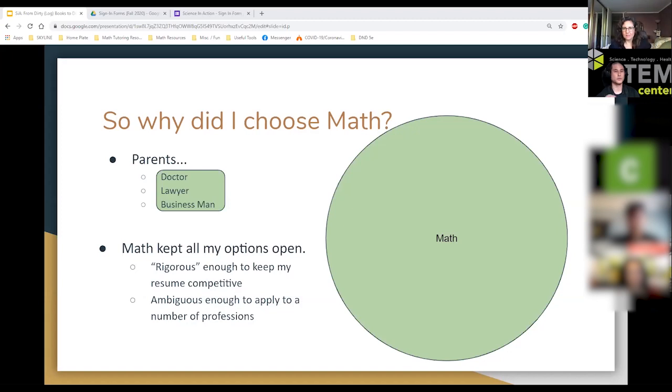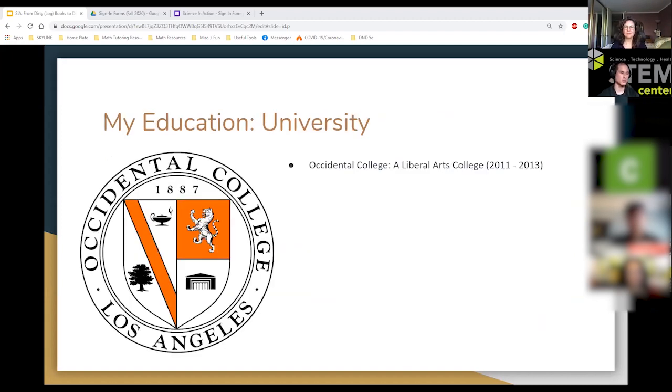yet it was ambiguous enough to apply to a number of different professions. And so with this mindset, I transferred to Occidental College, and I was there from 2011 to 2013, for 2 years. And during my time there, I was able to achieve a Bachelor of Arts in Mathematics with a minor in computer science.